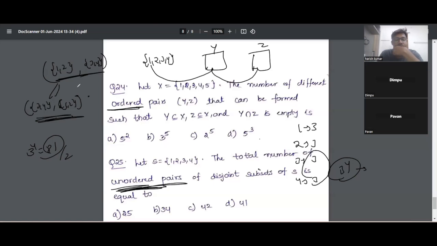2 empty sets, sir. Yes, sir. No, how would 2 empty sets come? 2 empty sets don't come, right?